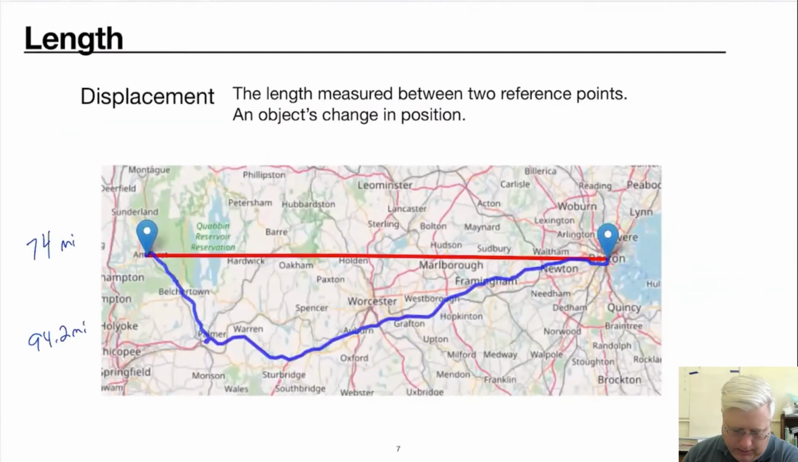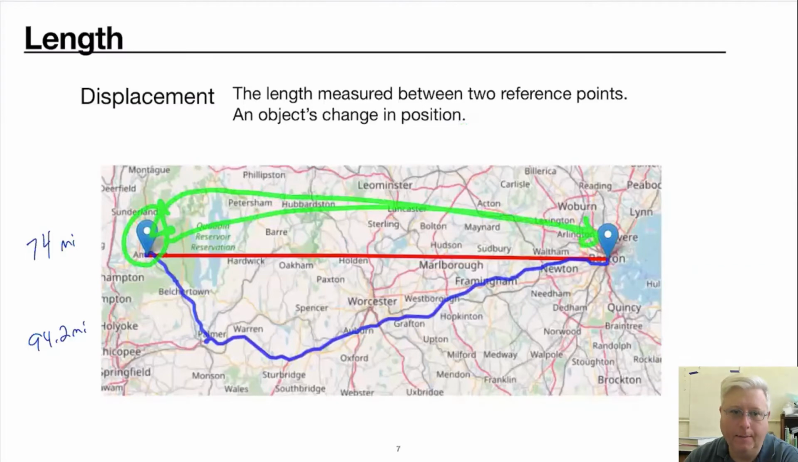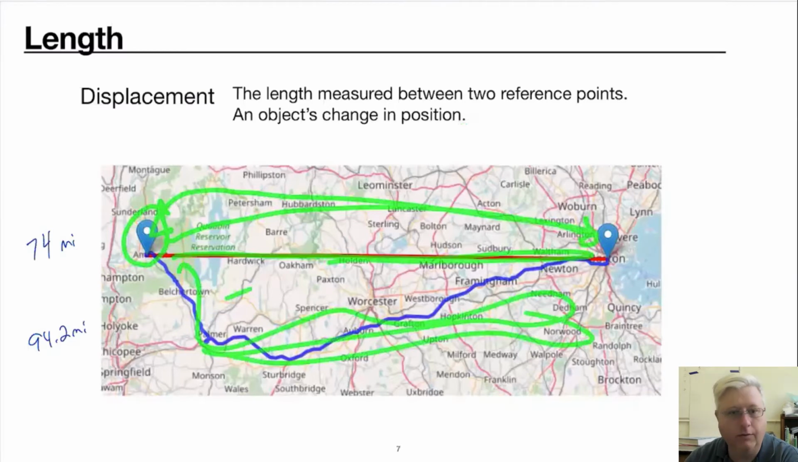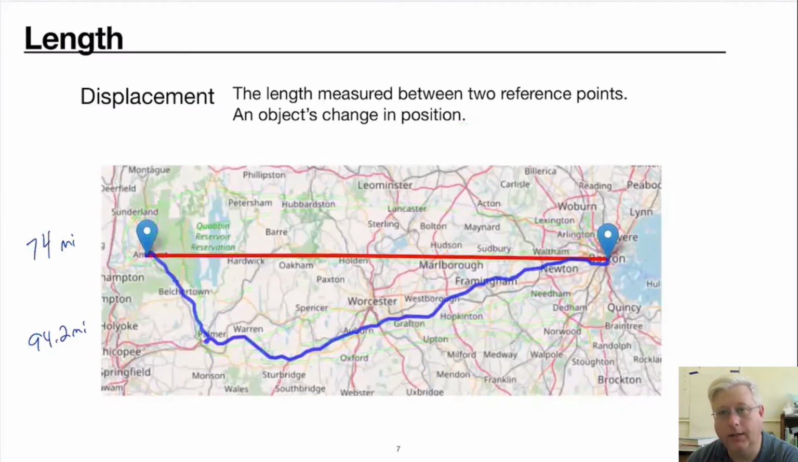One last thing I should mention about displacement is that since it's the length between two reference points, or your change in position, if you were to start in Amherst, drive to Boston, and then drive back to Amherst, whether it was a straight line or zigzag all over the place, your displacement would technically be zero because you ended up right back where you started. That can be a little tricky, especially when we're calculating the difference between average speed and average velocity.